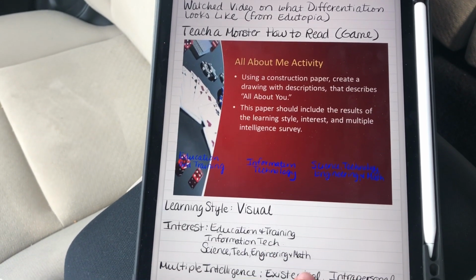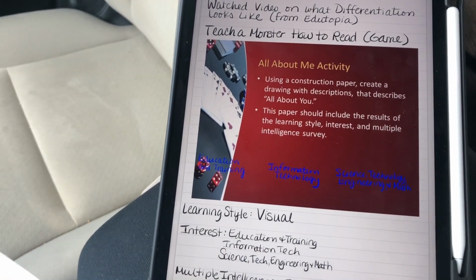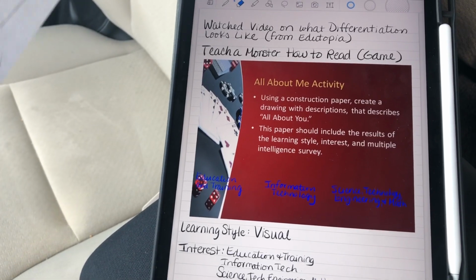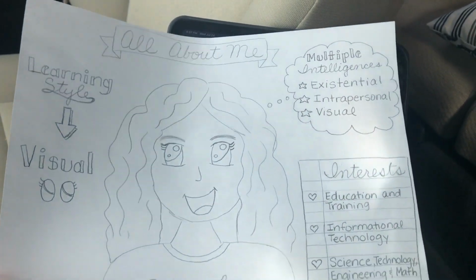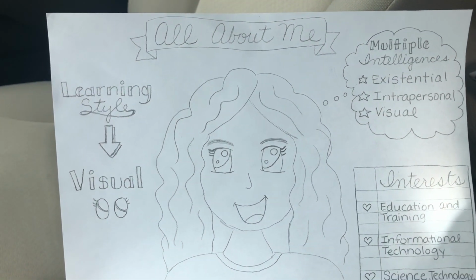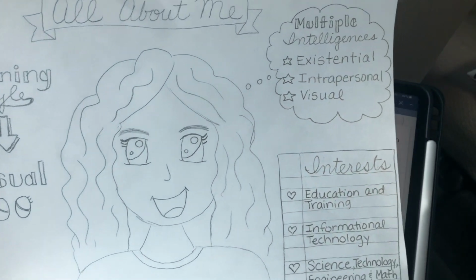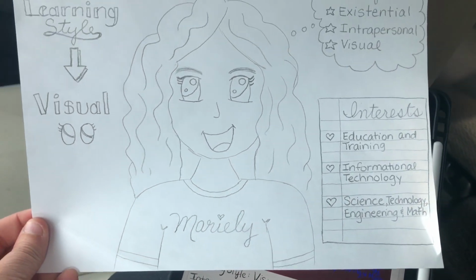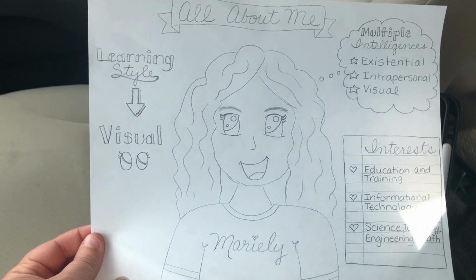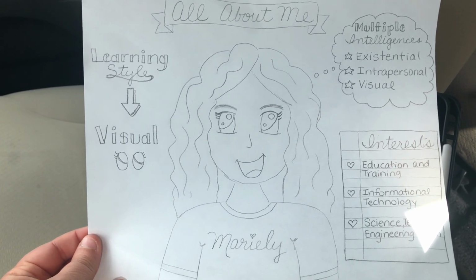So the last thing was this actual representation of me, a visual representation of me as a learner. So this is the one that I drew in class right now. This is all about me. My learning style is visual. My multiple intelligences are those, and these are my interests. So I'm going to now color this paper and bring it back tomorrow so the teacher can put it up in the classroom.